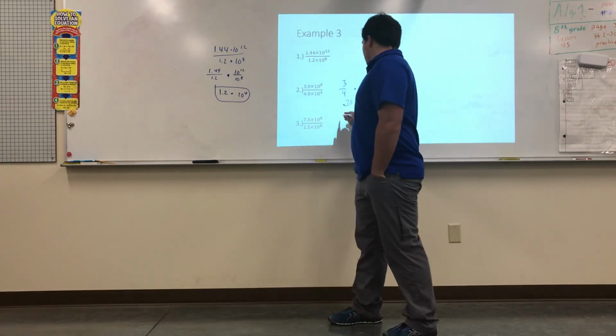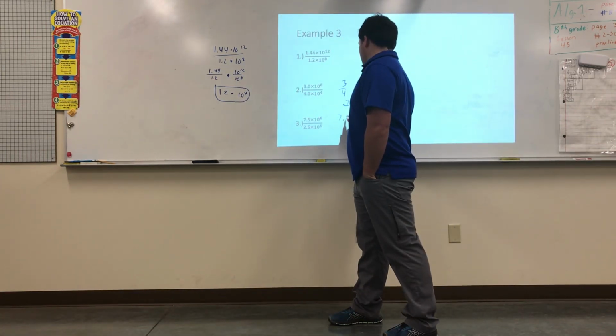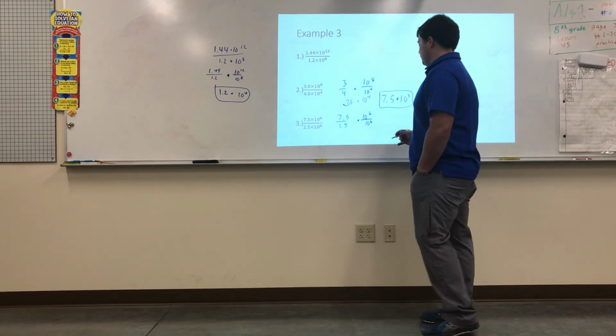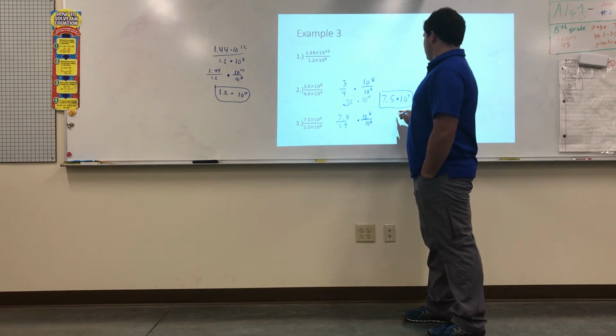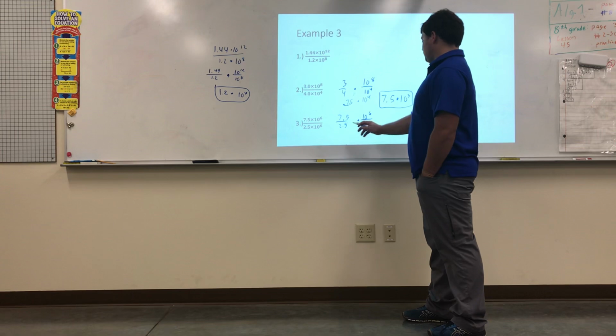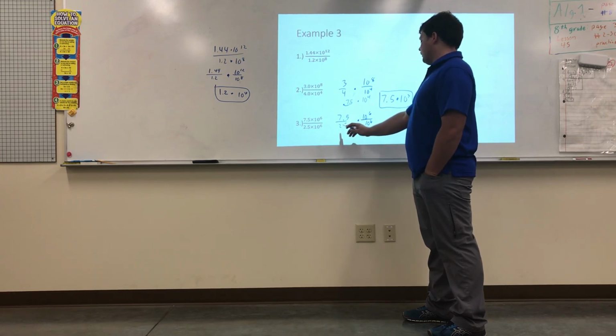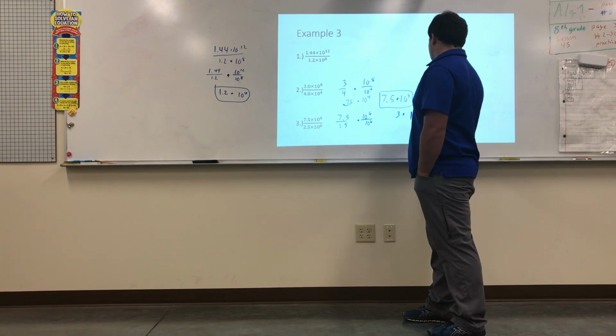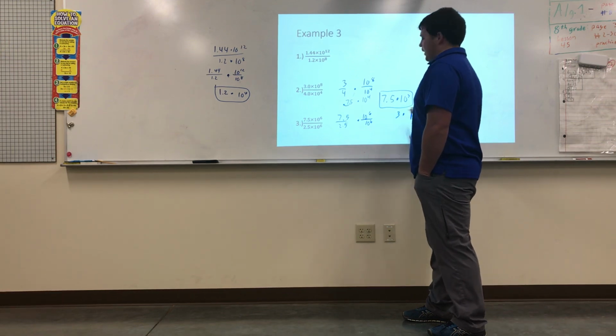Here, 7.5 divided by 2.5 times 10 to the 6th over 10 to the 6th. Subtract your exponents, you're going to get 0, which means this is just 10 to the first, or 10 to the 0 which is 1. And to divide that, you're going to get 3. 3 times 1 equals 3. That is your answer.